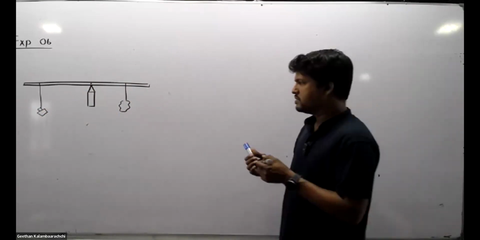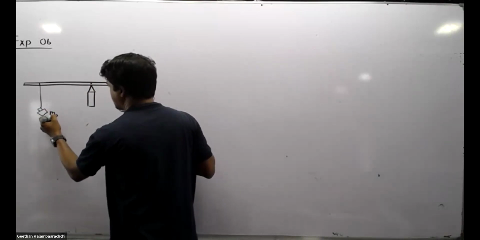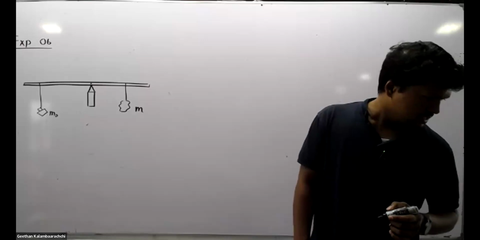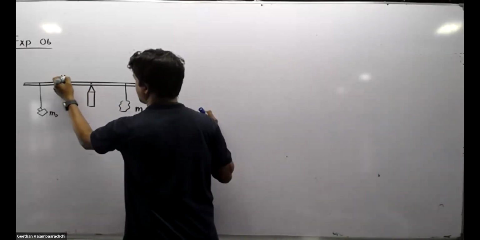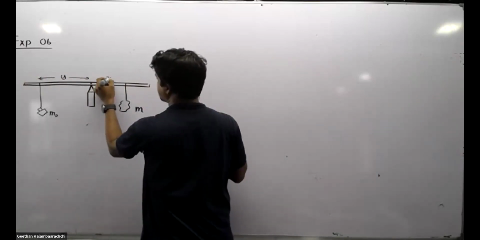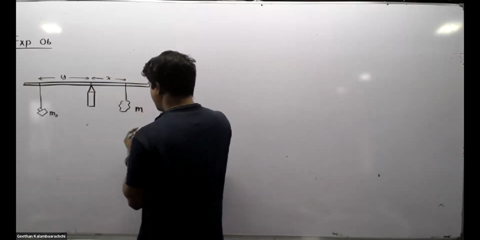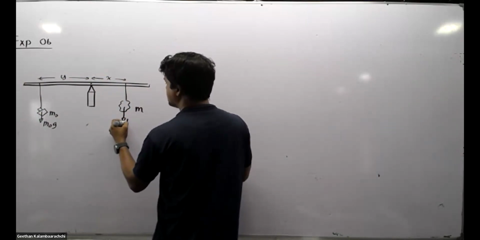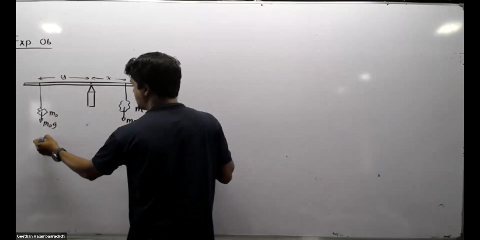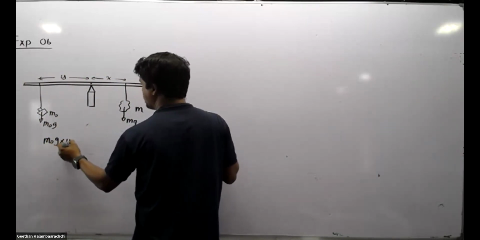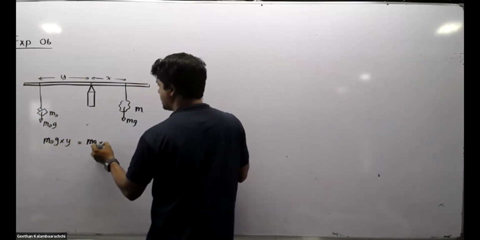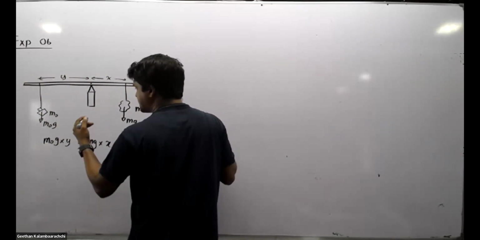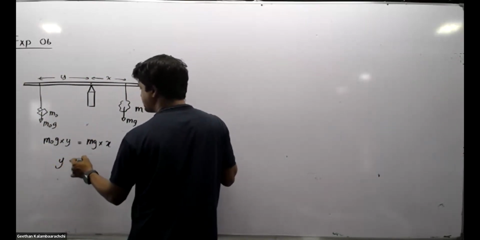For the known mass they have put m naught, and for the unknown mass simple m. This distance is y and this is x. The forces are m naught g here and mg here. Taking moments, m naught g into y is equal to mg into x. g gets cancelled.